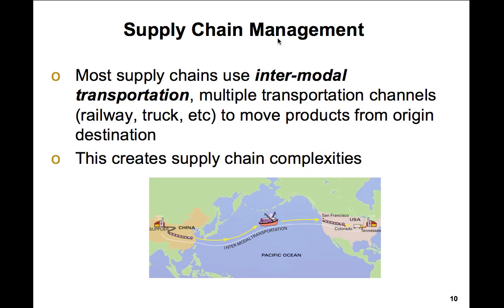So the supply chain management in terms of most of the supply chain uses what's called intermodal transportation. We have multiple transportation channels, railway, truck, etc., to move products from one place to another. Because now we have to think about shipping costs. And this is kind of like how you have to make some good decisions on how you're going to get those items. And then what is the price of the transportation of those items in terms of a factor. It creates supply chain complexities.